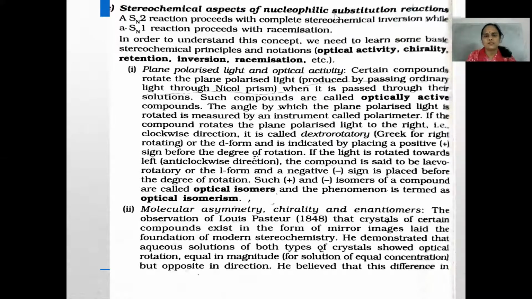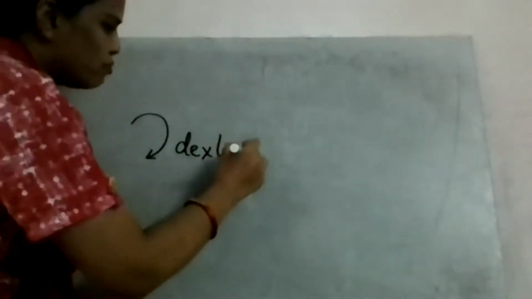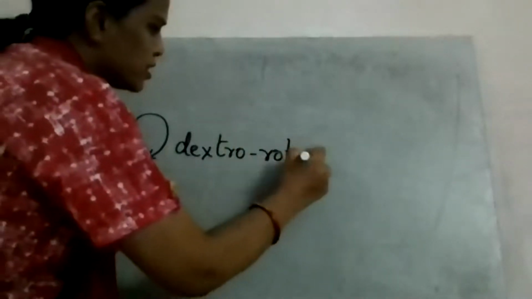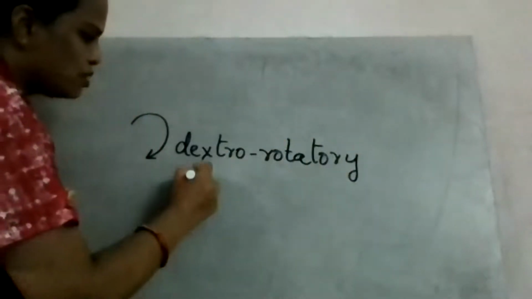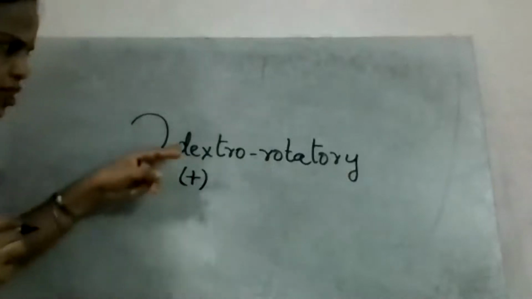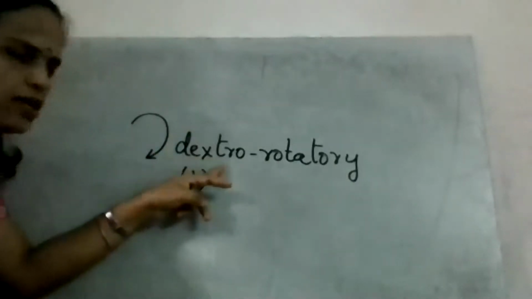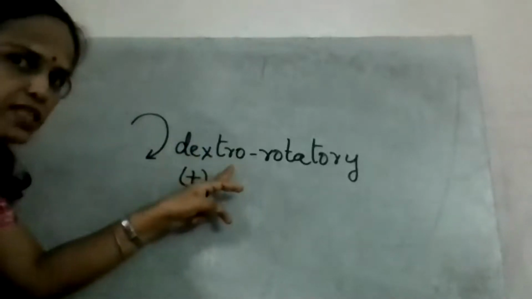Such plus and minus isomers of the compound are called optical isomers, and the phenomenon is called optical isomerism. I'm showing you here the explanation for optical isomers. When plane polarized light rotates the compound towards the right, that is the clockwise direction, it is called dextrorotatory. Dextro is represented by the plus form. Dextro has come from the Greek word meaning right.